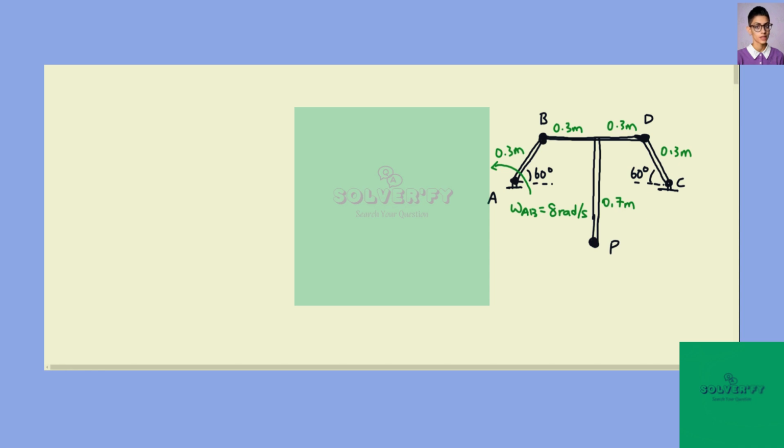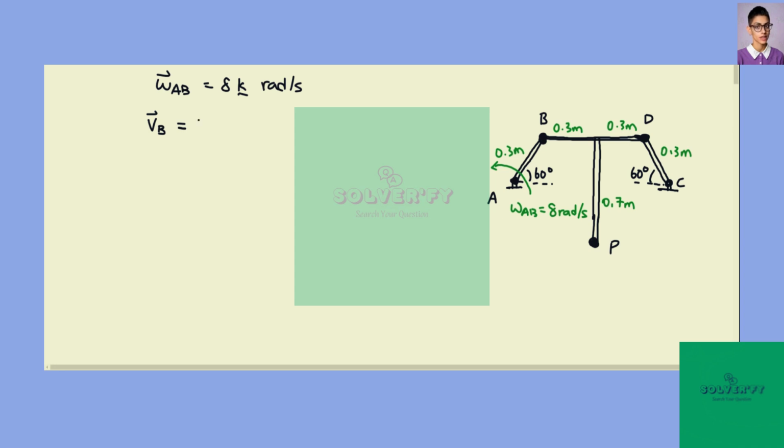Okay, so we are given that omega AB is 8k radians per second. Then we can first determine VB. There are two unknowns, omega BDP and VP. So first we need to determine omega of the link BDP.